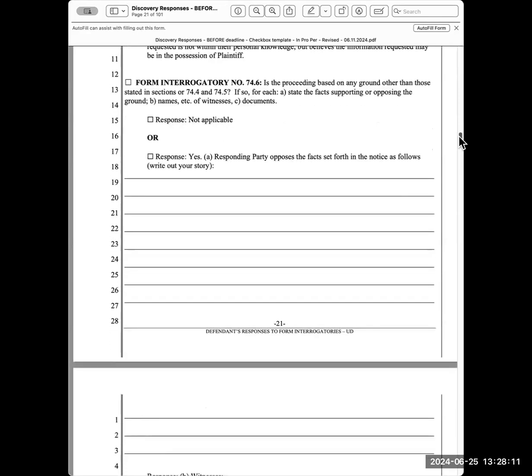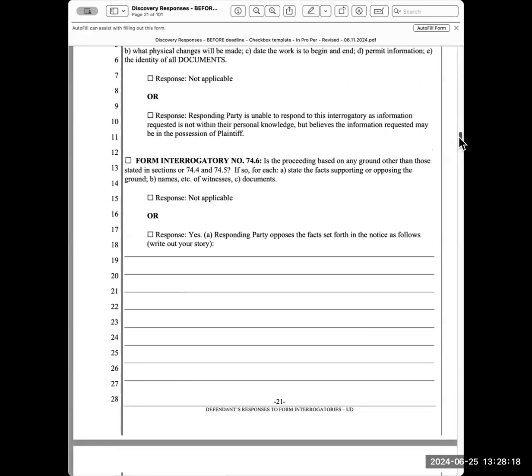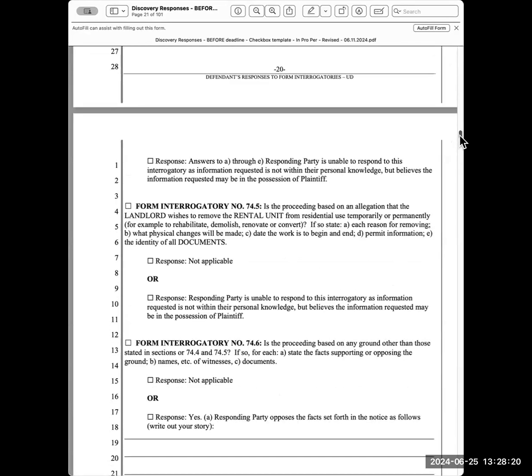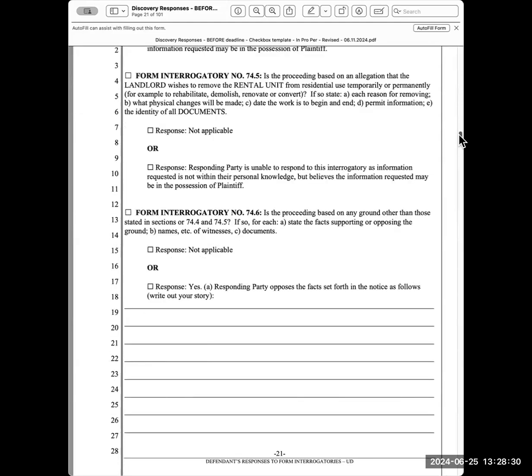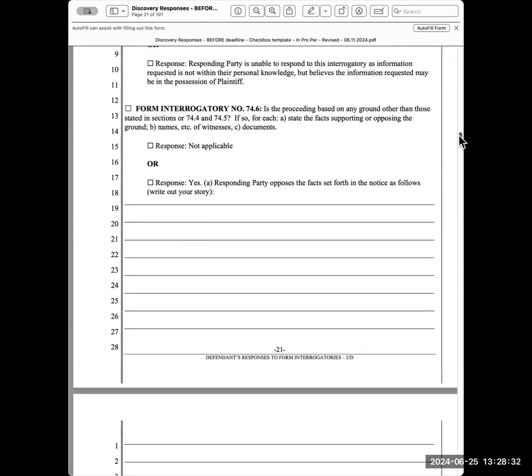74.6 is asking, is the proceeding based on any ground other than those in 74.4 and 74.5? So if it's not about the landlord or a relative moving in, and it's not about renovating the unit, what is the reason? Again, typically a question asked by the landlord, but if you know the answer, what the proceeding is based on, you would answer here.